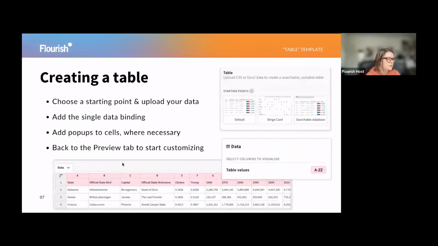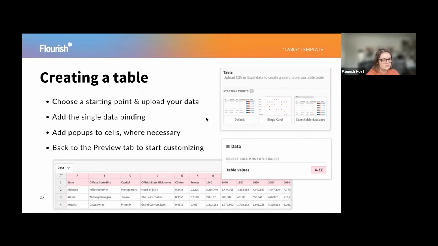So moving into Flourish, there are a couple of things with the table template that work a little bit differently to a lot of our other templates. So I just want to start from scratch, creating a table, and these first 4 steps are really where you want to begin. So just like any other template, we're going to choose a starting point from the template chooser page and upload our data first.